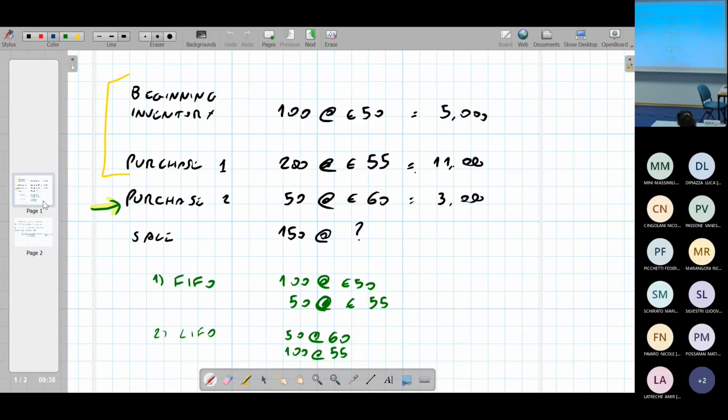LIFO is not really allowed anymore by the international accounting standards because they believe it's not realistic. However, LIFO is very popular in Italy for tax reasons, and also it's very common under the US standards because they allow companies to use LIFO. So there are differences around the world on how we use this method.